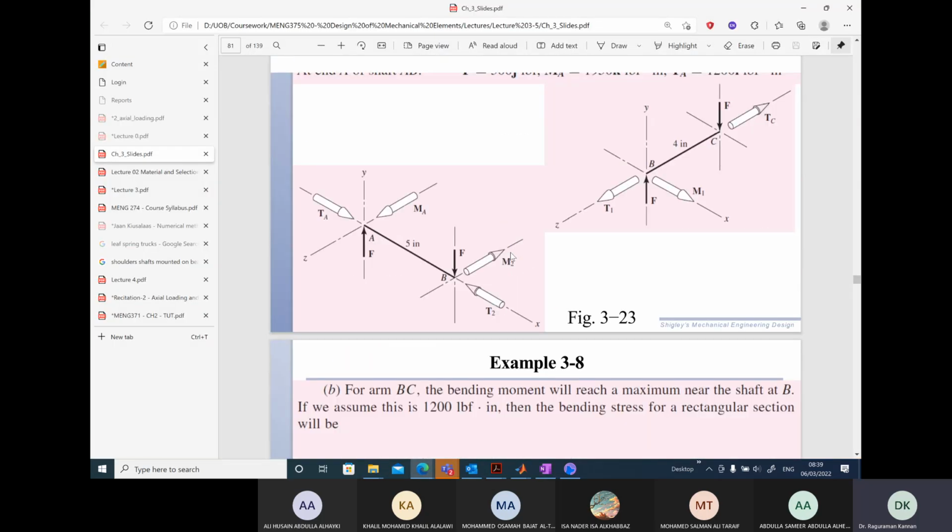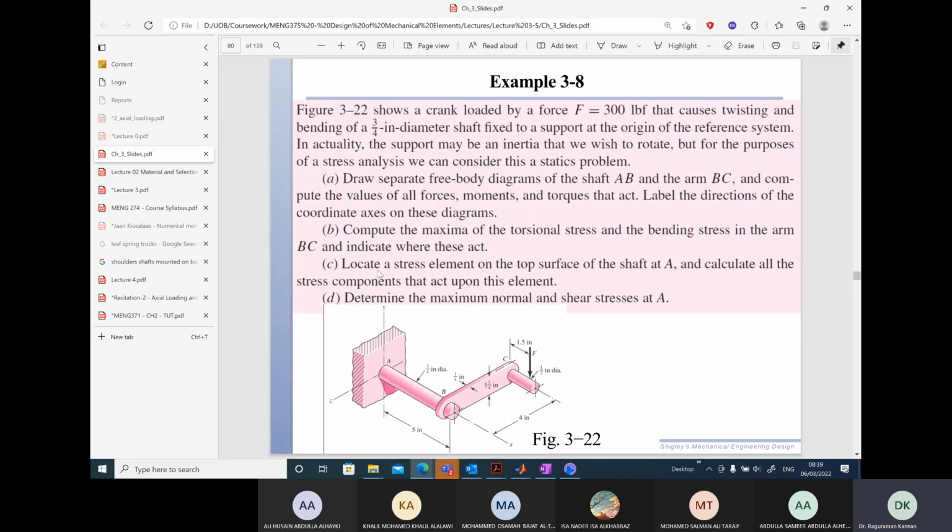What's part C? Locate the stress element on the top. So we are asked to locate this stress element here, and then identify all the stress components, calculate all of the stress components. So let's go here.